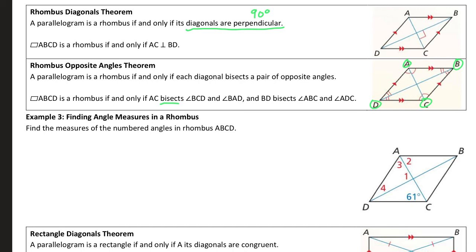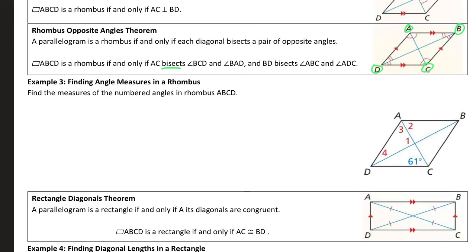So in example 3, it says find the measures of the numbered angles. So I'm going to get to work just saying measure of angle 1. Since diagonals are perpendicular, angle 1 is 90 degrees. Okay, angle 1 is 90 degrees. Measure of angle 2, measure of angle 3. I'm going to do those at the same time.